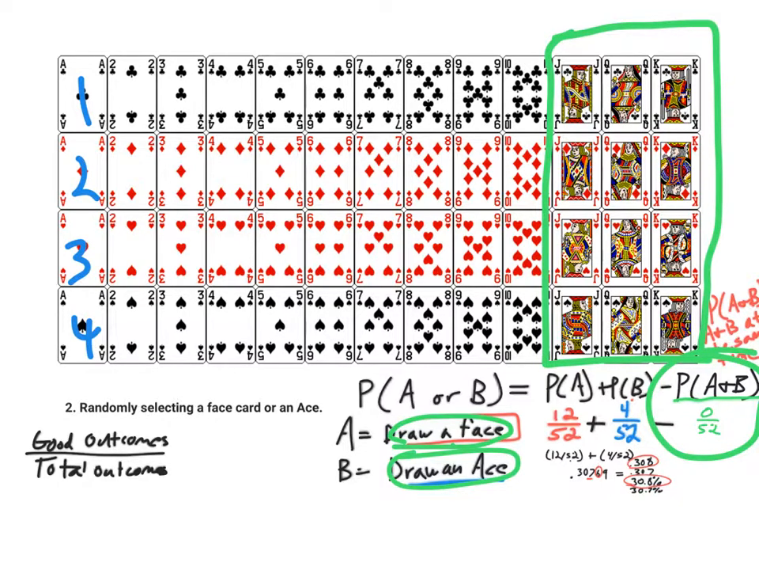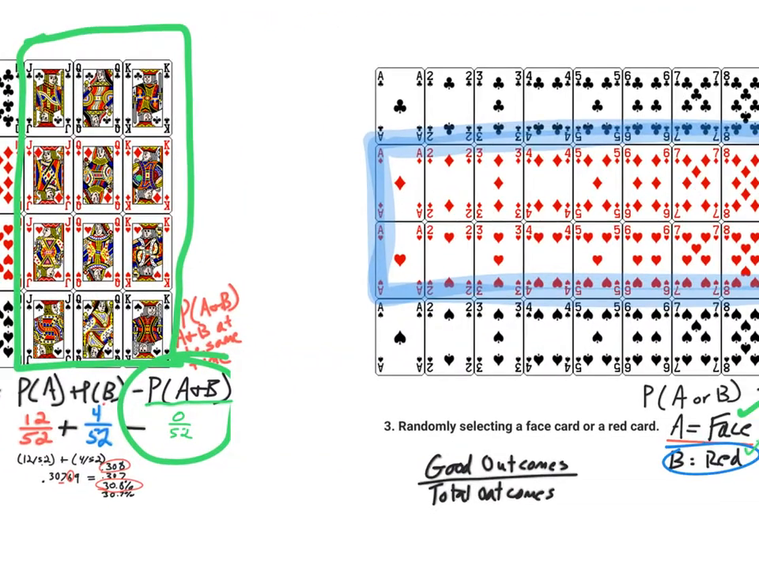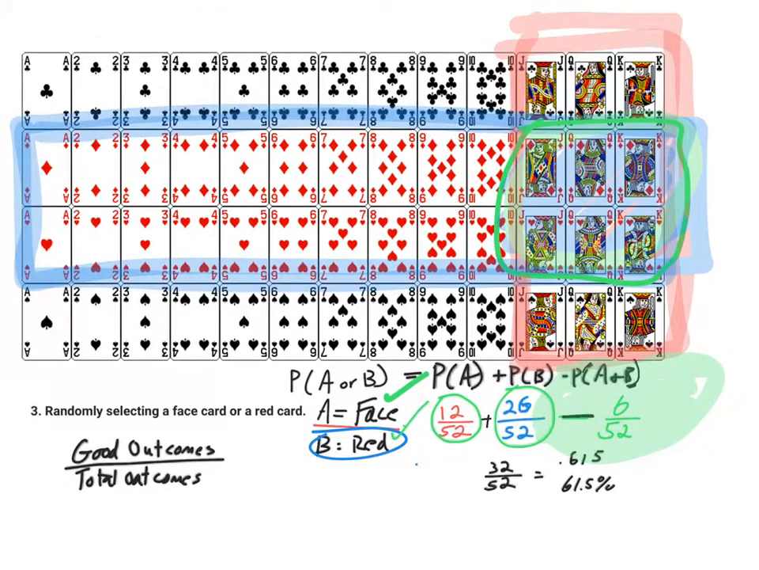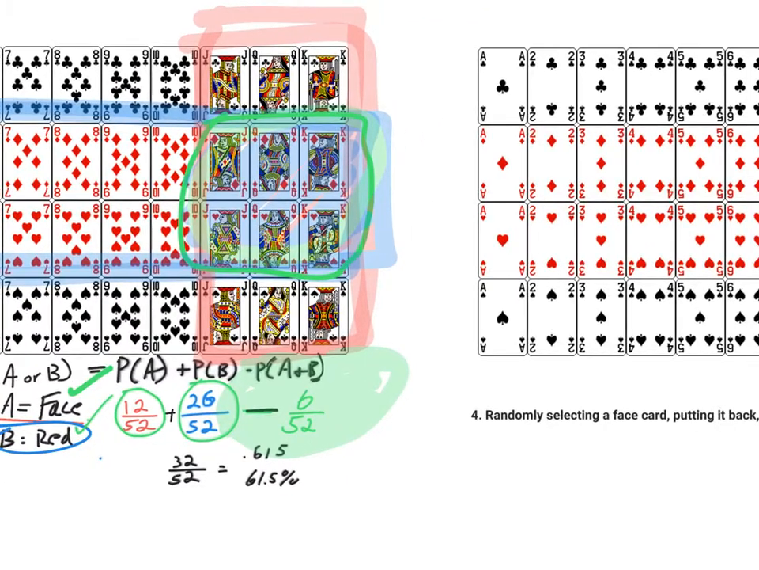You cannot grab a face card and an ace at the same time. They're disjoint. However, in our example number 3, these are non-disjoint events because they can occur at the same time. All right, let's go ahead and move on to our 4th and 5th example.